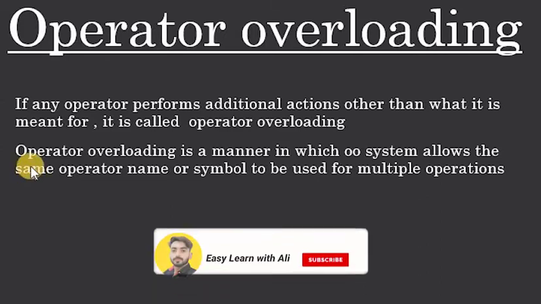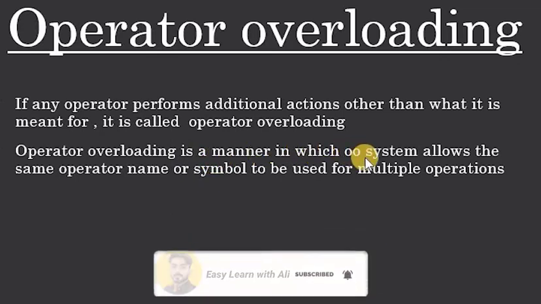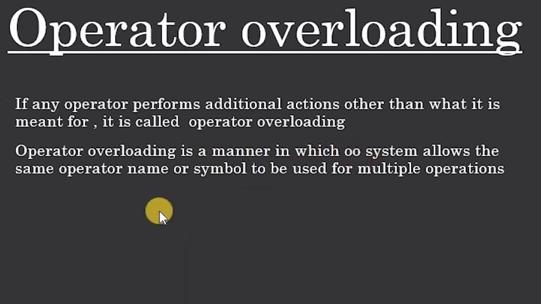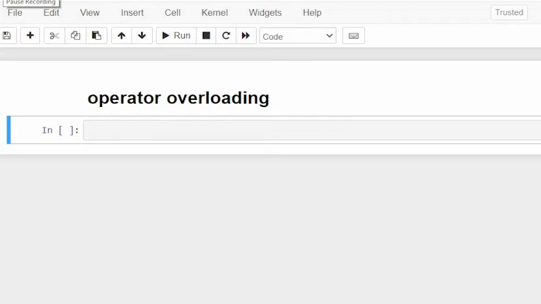Second, operator overloading is a manner in which the system allows the same operator name or symbol to be used for multiple operations. So guys, try to understand this definition. After that, you can work with the operator overloading system. So let's start. Now I am on the screen to write the code.